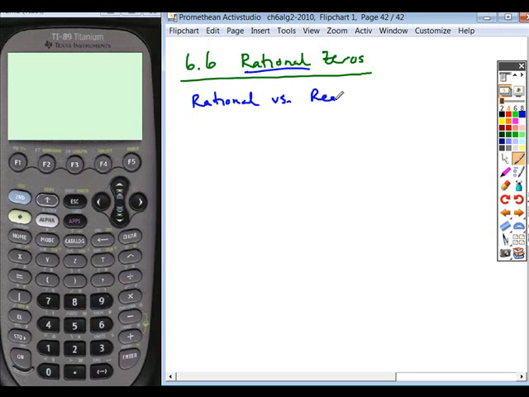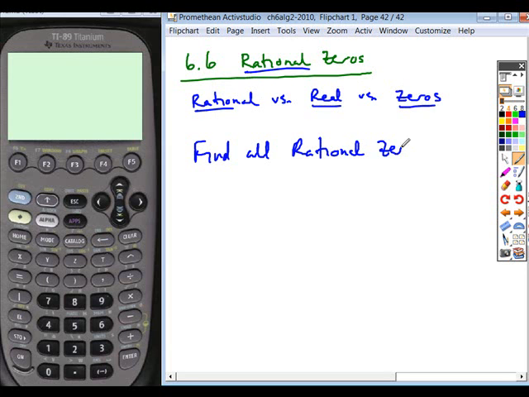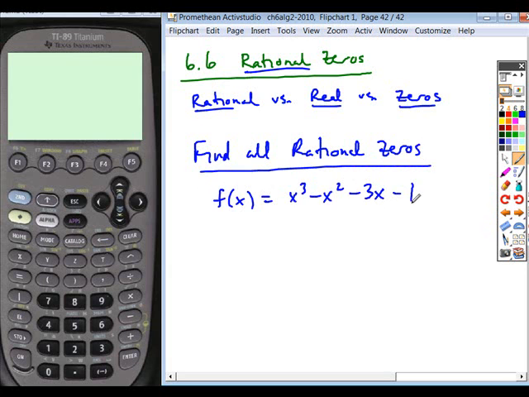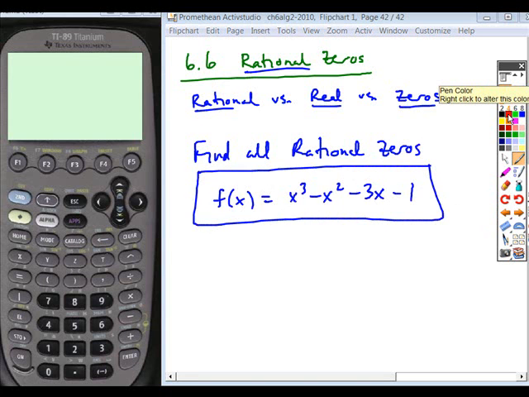Rational versus real versus just zeros by themselves. Right, so if it asks you to find all the rational zeros here, and they give you the following equation. Okay, what is it that you're going to need to do to find the zeros?